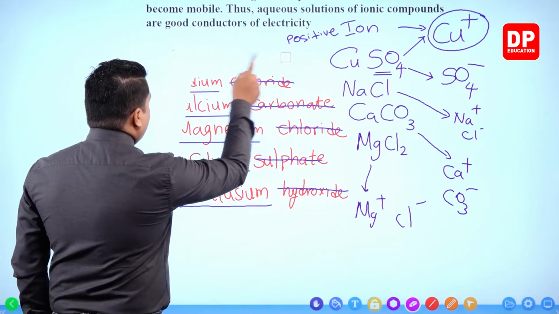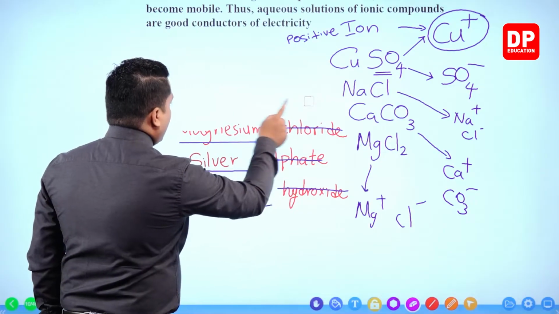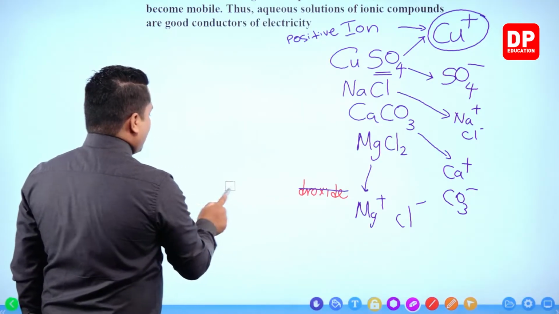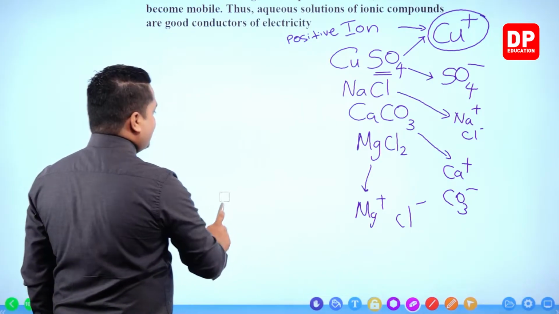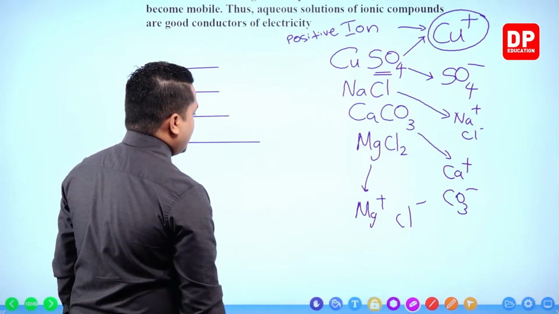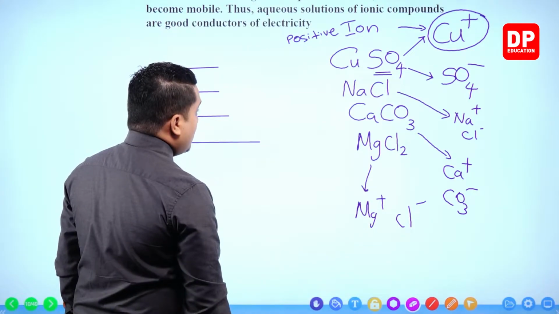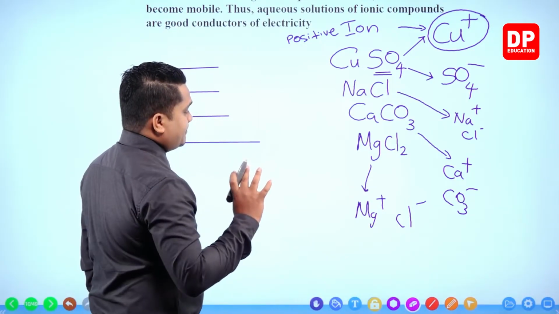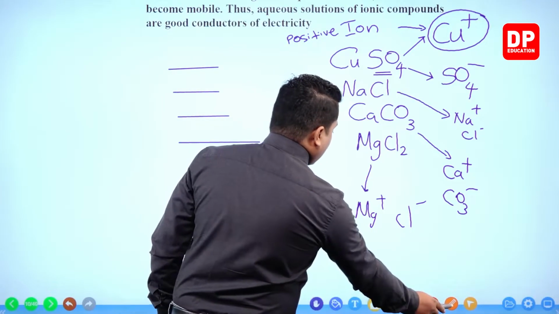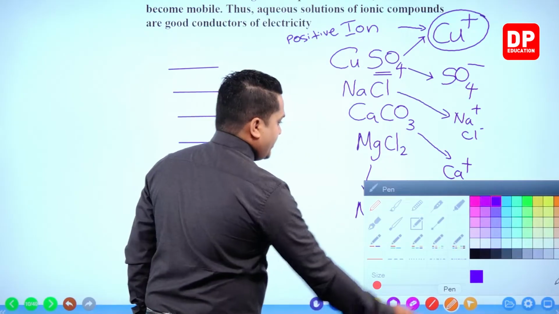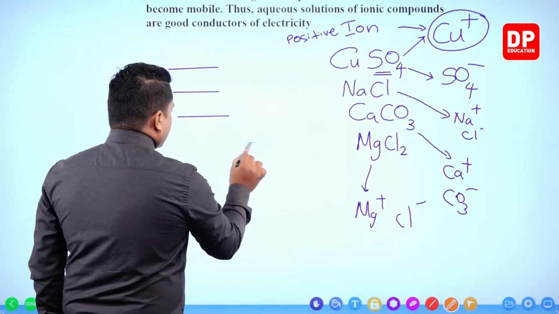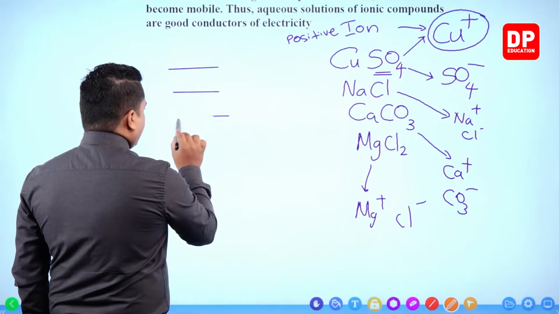Okay, so let me explain what these mobile ions are. You know about the ion. An ion is a charge carrying element, right? It is an element that has a charge. A charge carrying element is referred to as an ion. If it is a positive charge, then it is called a positive ion. If it has a negative charge, then it is called a negative ion. So let me erase this also. I'm going to explain what happens after that.